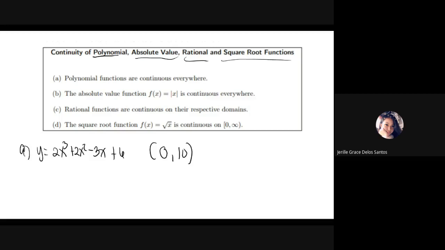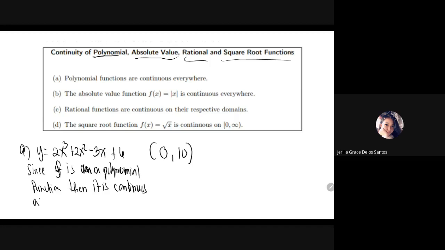More on the writing. I repeat, letter A: since f is a polynomial function, then it is continuous everywhere. Thus, it is continuous on (0, 10). You no need to solve, because it is continuous everywhere.